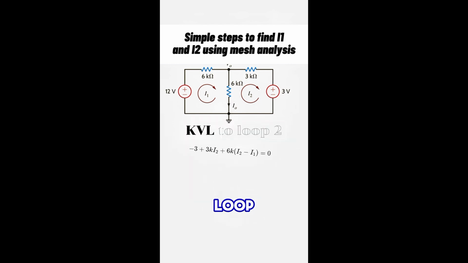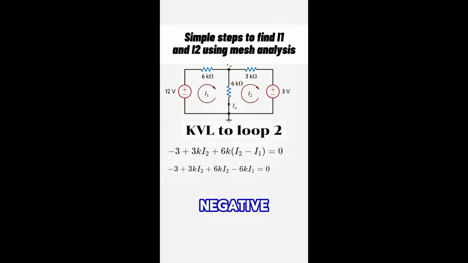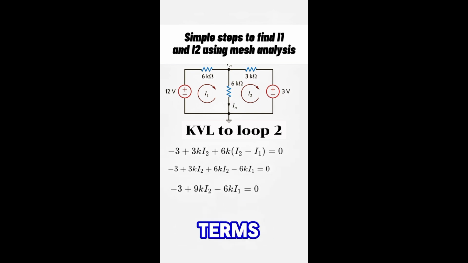Now let's move to loop 2. Negative 3 plus 3K·I2 plus 6K(I2 minus I1) equals 0. Expanding: negative 3 plus 3K·I2 plus 6K·I2 minus 6K·I1 equals 0. Combine terms: negative 3 plus 9K·I2 minus 6K·I1 equals 0.